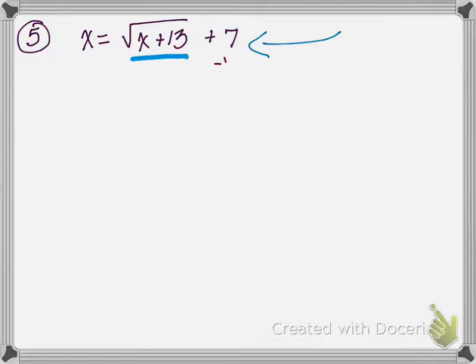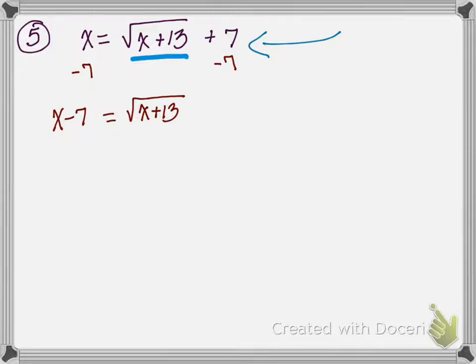So the first thing that I'm going to do is subtract 7 from both sides. And when I do that, my square root is isolated. So I have x minus 7 equals the square root of x plus 13.